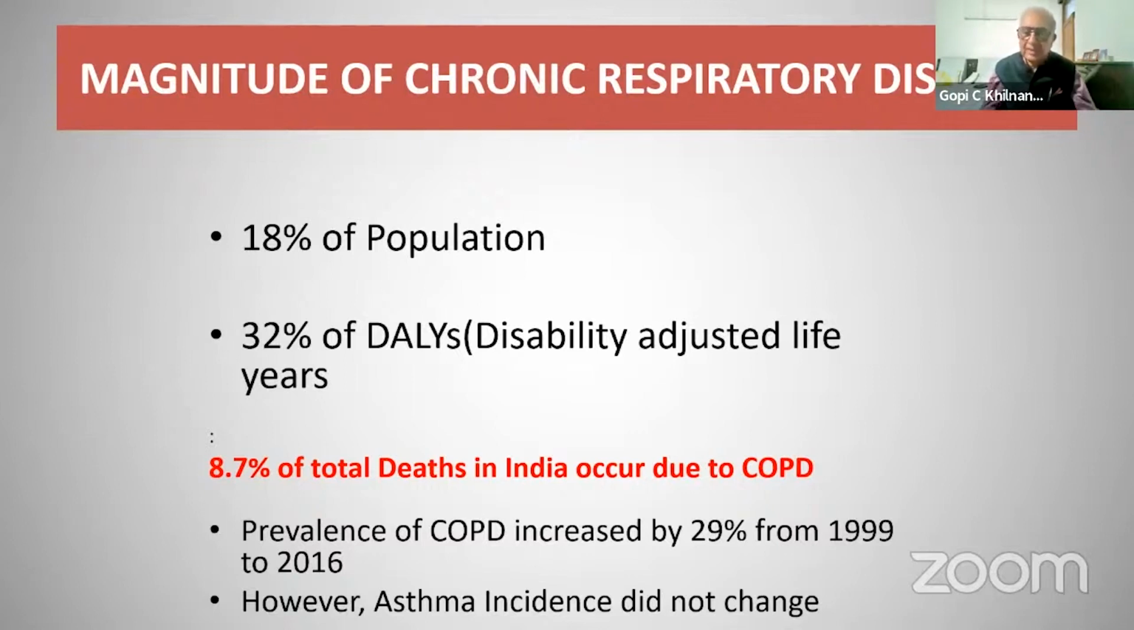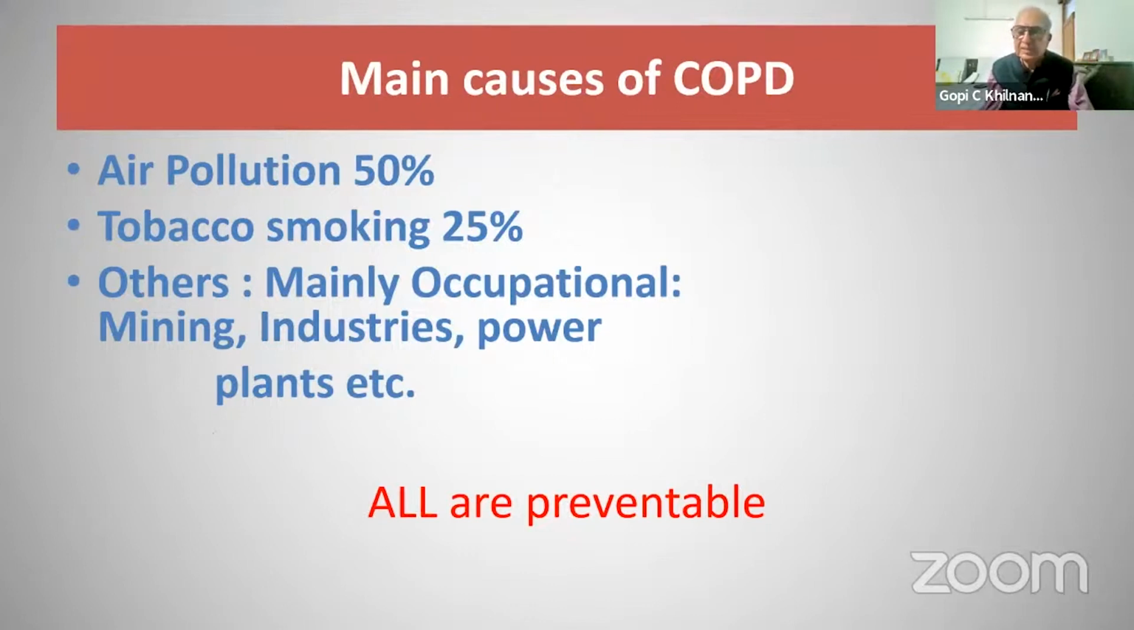What is the reason for that? We always thought that tobacco smoking was related to COPD, which is still true. In the Western world, 90% of patients with COPD would be smokers. And it's shocking to know that 50% of the COPD patients in India are caused by air pollution, 25% are because of smoking, and others are mainly occupational, like mining, industries, power plants, etc. What is important is that all are preventable. A major cause of morbidity and mortality in our society is preventable, provided we take action. If I talk about the world, only 10% of the world population is breathing air which is WHO certified. I'll come to it later.